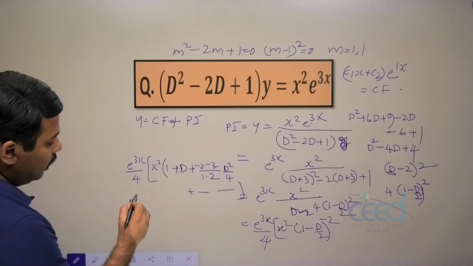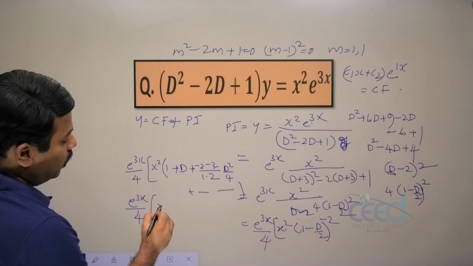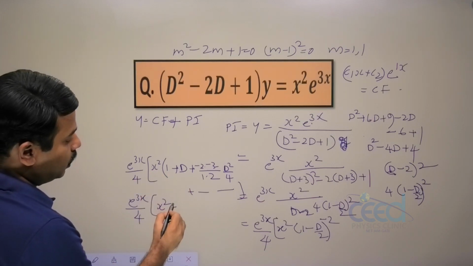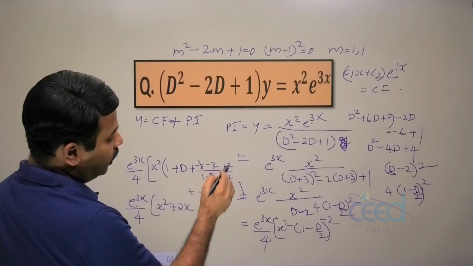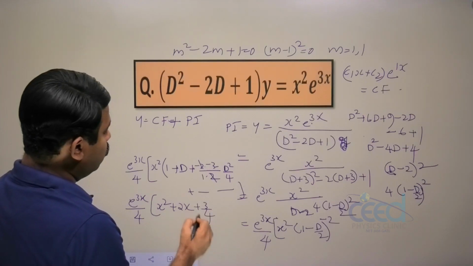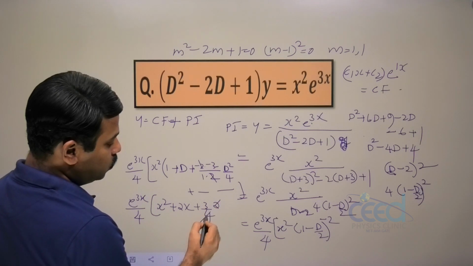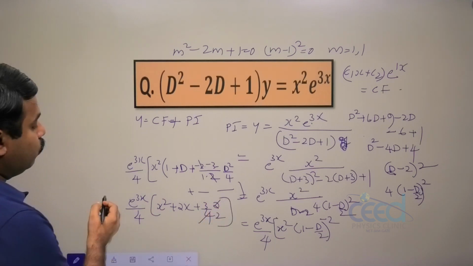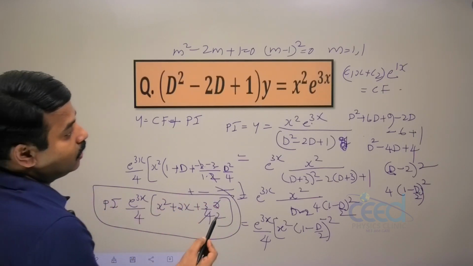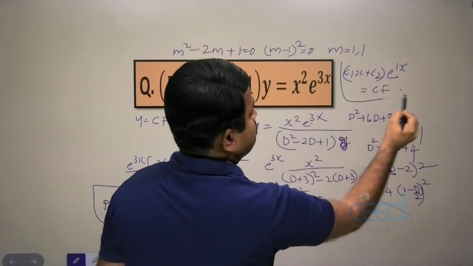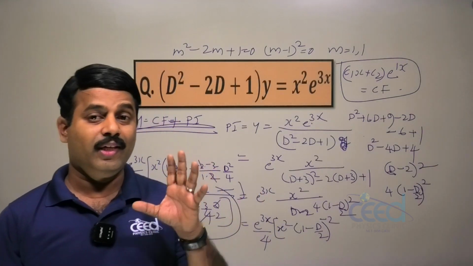Then e raised to 3x by 4 into, now you can multiply: x square plus d times the differential of x square, that is 2x. This 2 cancels, giving minus 3d square. Then plus 3 by 4 into d square, the double differential of x square, that is 2. Then this 2 cancels, giving 3 by 2. Now this is the particular integral, right? So this plus the complementary function is the net solution. Understood? So this way you can find.